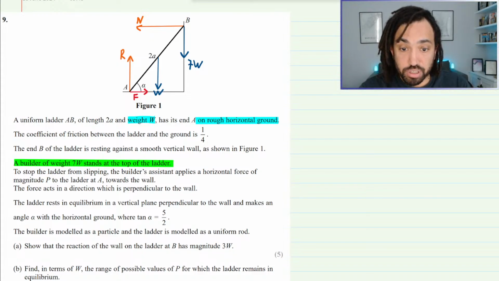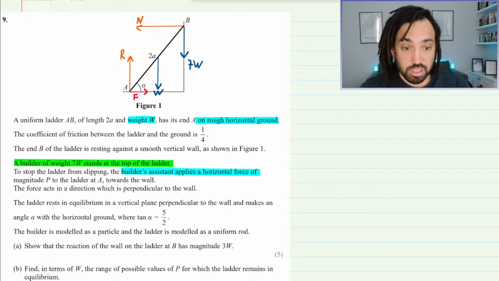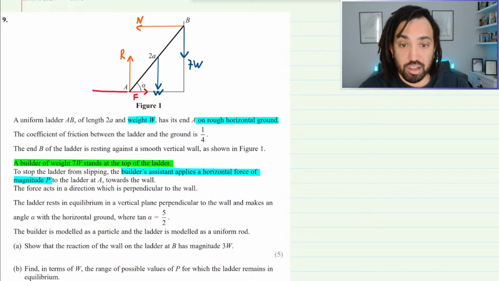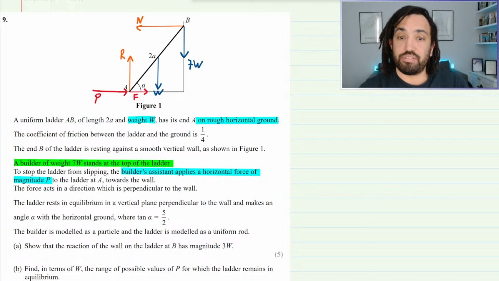We've got another person. Well, I say dude, I don't know, could be a woman. Builder's assistant applies a horizontal force of magnitude P to the ladder. So someone is pushing this way, like that. And let's call that P. In fact, let me give that a different colour, like so.